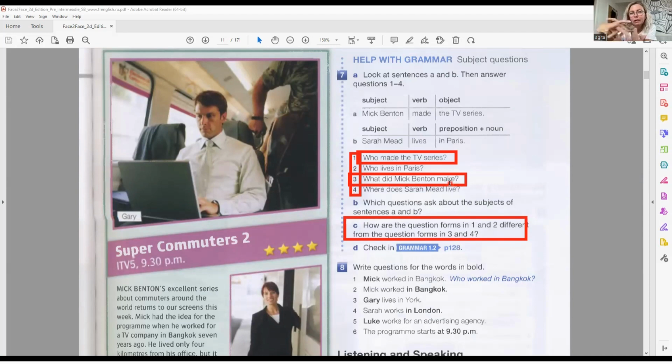Okay, but the answer is the same. The answer is the same in terms of structure, because remember, in English, our sentences always follow this. So the question structure will be different, but when you come to the answer, it will always be subject, verb, object. Okay. All right, so let's take a look at this a little bit more.